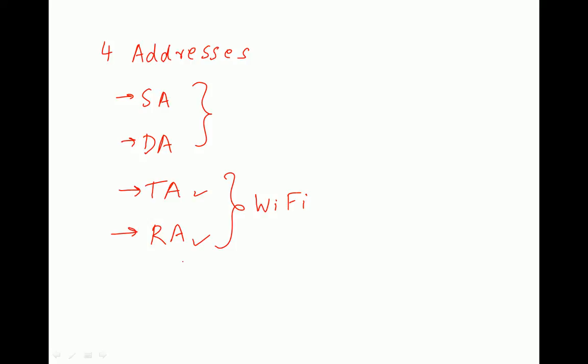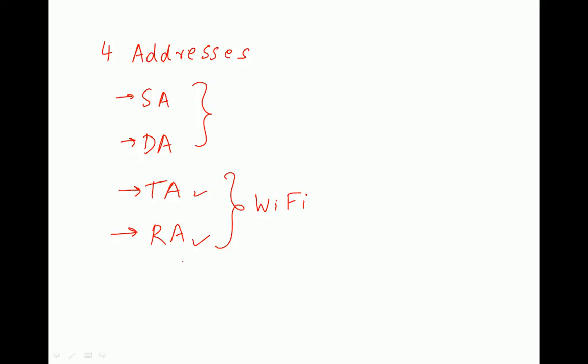So now I'm going to tell you why I talked about the To DS and From DS bits earlier. The To DS bit and the From DS bit, along with the four addresses, combine to give something really magical, and that is the different meanings of these four fields in the 802.11 frame.